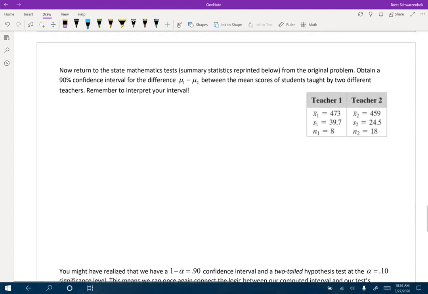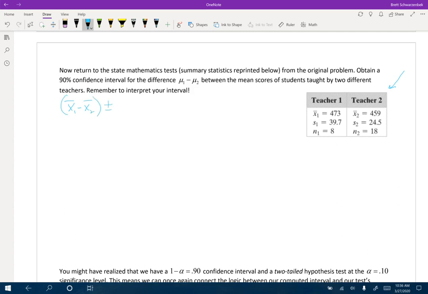It says, now return to the state math test from the original problem. So remember, these are the teachers' scores for each teacher in the same district. Obtain a 90% confidence interval for the difference mu1 minus mu2 between the mean scores of students taught by the teachers. Remember to interpret the interval. Okay, so let me just write out the formula here. We got x bar 1 minus x bar 2.